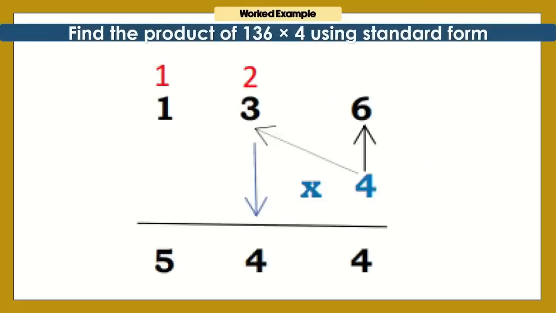Find the product of 136 times 4 using standard form. 6 times 4 equals 24. Carry 2. 4 times 3 equals 12. Plus 2, that would be 14. Carry 1. 4 times 1 equals 4. Plus 1 equals 5. So the correct answer is 544.